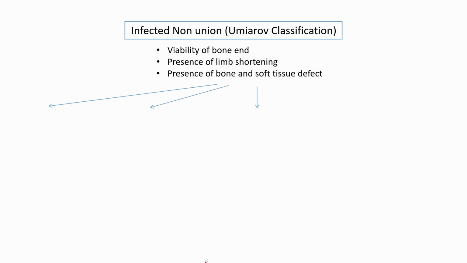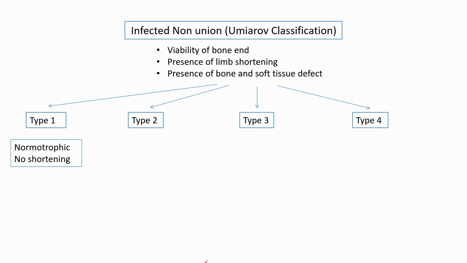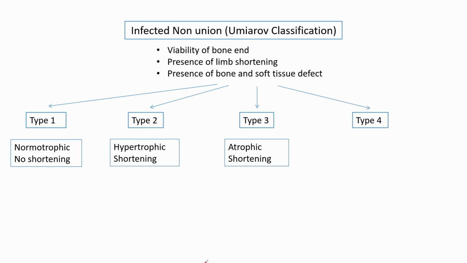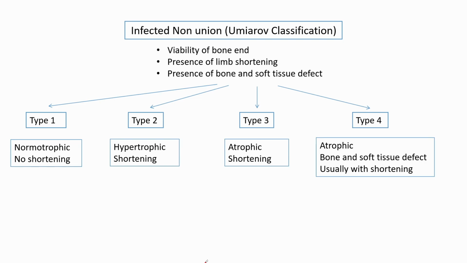According to this classification, we have four types: type 1, 2, 3, and 4. In type 1, we have a normotrophic non-union without any shortening. In type 2, there is a hypertrophic non-union with shortening. In type 3, there is an atrophic non-union with shortening. And in type 4, there is an atrophic non-union with a bone and soft tissue defect, which usually presents with shortening. So friends, this was a discussion on the types of non-union, which is a very important topic for postgraduates.